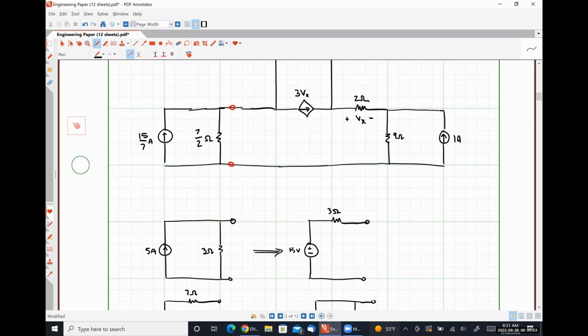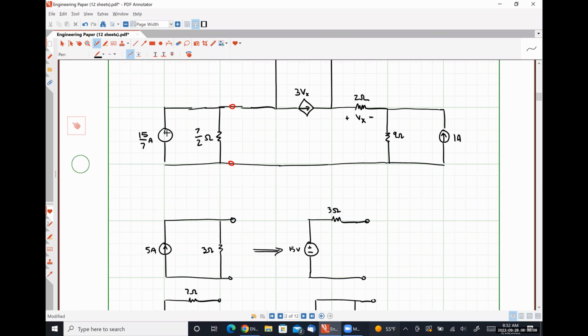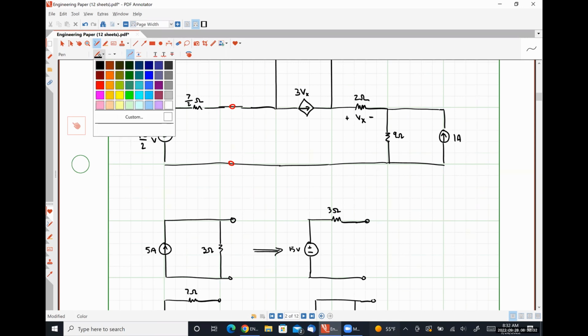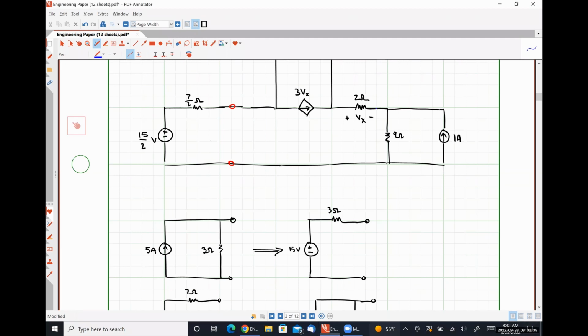If we were so inclined, we could then do a source transformation here as well. So 15/7 times 7/2 is going to look like 15/2, right? And it'll be in series with 7/2 of an ohm. Let's leave that left one alone for a while now. Let's look at what we have over here on the right.